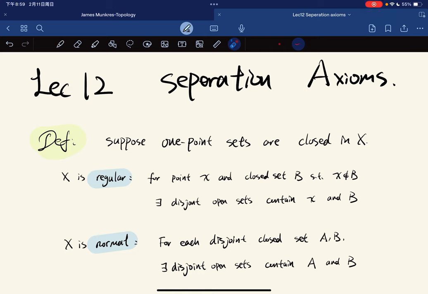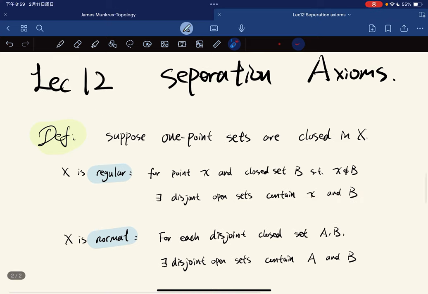A space is said to be regular if for each point X and closed set B such that they're disjoint, there exist disjoint open sets containing X and B. And something even stronger is a normal space, where for any disjoint closed sets A and B, there exist disjoint open sets containing A and B.